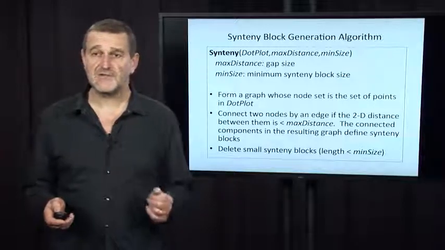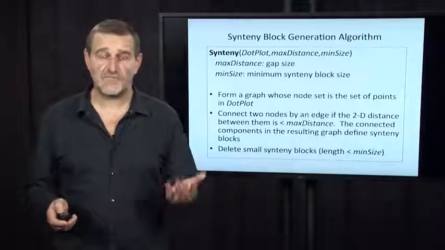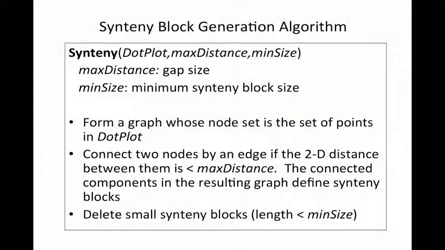Let's form a graph whose node set is the set of points in the dot plot, and connect two nodes by an edge if the corresponding nodes are located at a close distance from one another. The connected components in the resulting graph define Synteny blocks, and afterwards we delete small Synteny blocks.